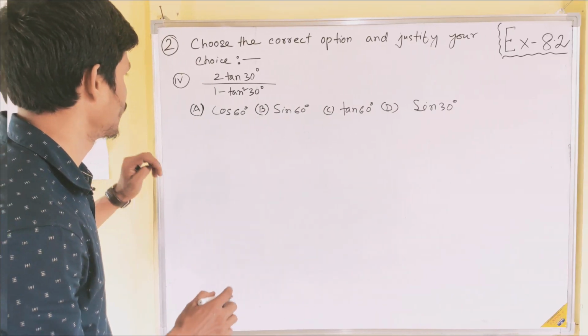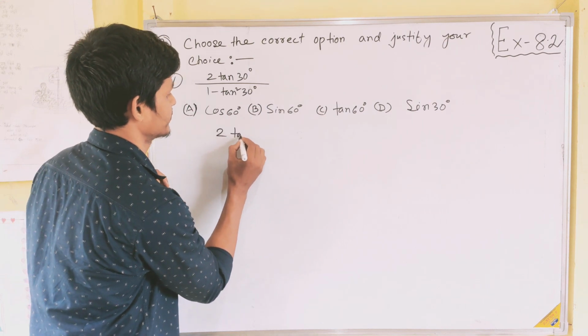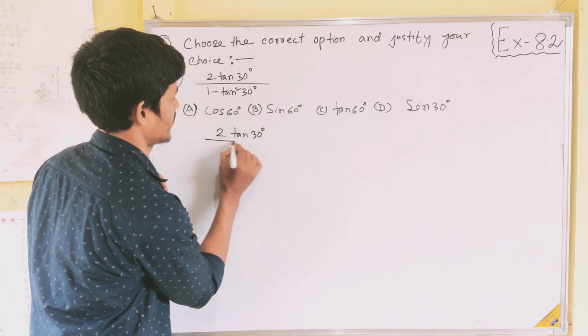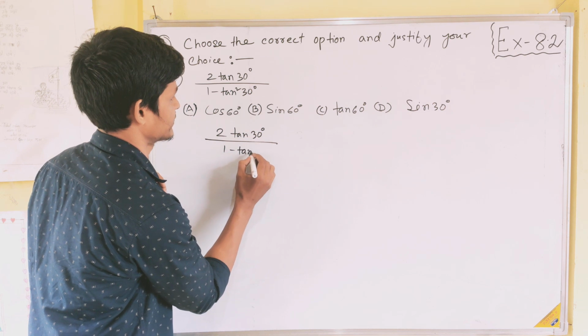Okay, so that's number 3. Now number 4: 2 tan 30 degree by 1 minus tan square 30 degree.